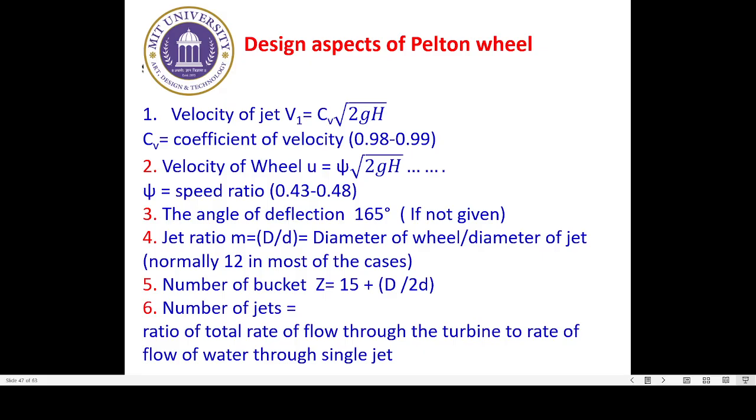in one of the construction arrangements for the Pelton wheel, we have seen that it is not only a single jet that is popularly used, but a number of jets may also be mounted to get the increased runner power from the turbine. So multiple jets are also a common feature for the operation of the Pelton wheel. The number of jets can be calculated as the ratio of the total rate of flow through the turbine to the total rate of flow of water through a single jet. Okay, so these are some of the important design aspects as far as the Pelton wheel is taken into consideration.